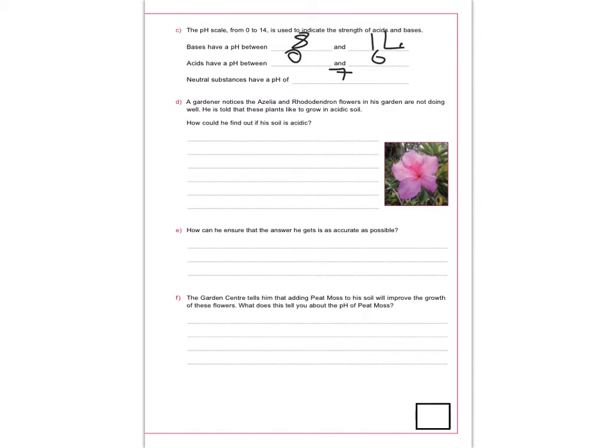Well, he could use an indicator. He could get some of his soil sample and he could test it with litmus paper. Now remember, if he tests it with litmus paper, that's only going to tell him if it's an acid or base. It's not going to tell him how strong it is. If he wanted to find out exactly how strong it is, he could use the universal indicator. And that's going to tell him exactly what pH it is.